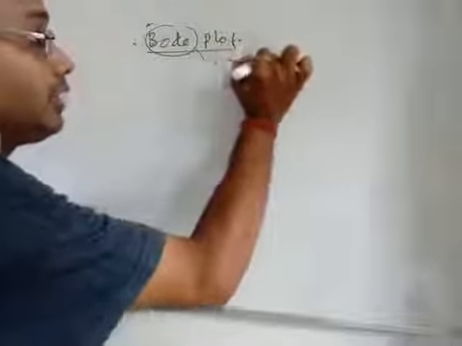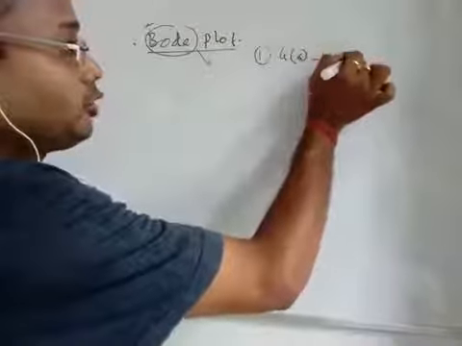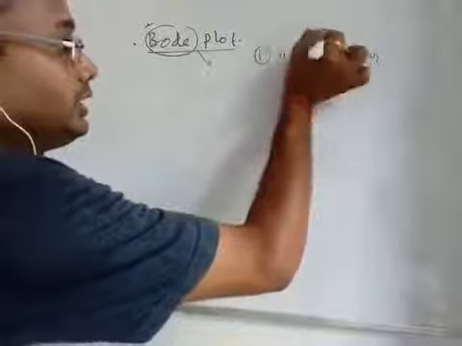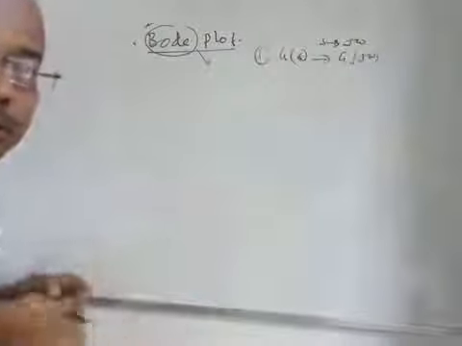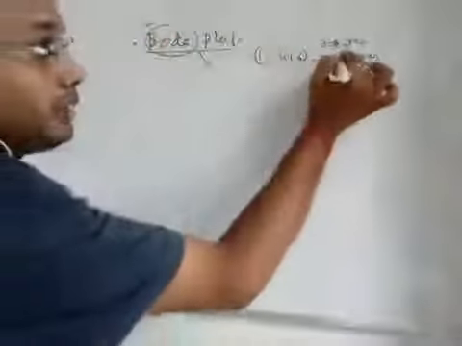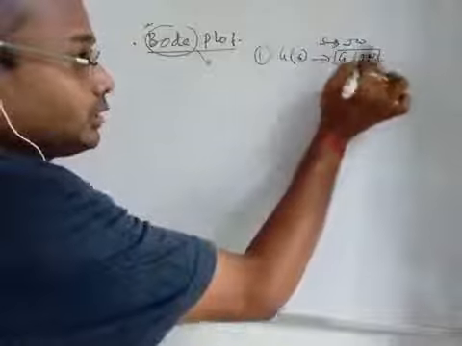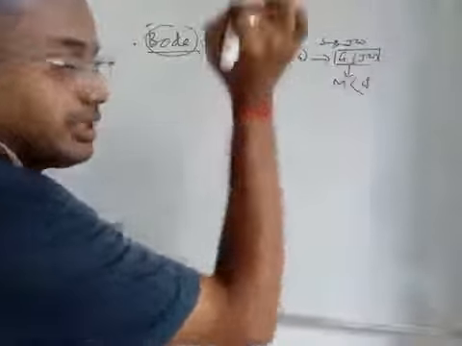For any frequency response analysis, first of all we have to convert from G(s) to G(jω), right? That means you have to put s = jω. Once you put s = jω, you will get the sinusoidal transfer function, and that will have two parts. One is known as magnitude, one is known as phase, right?